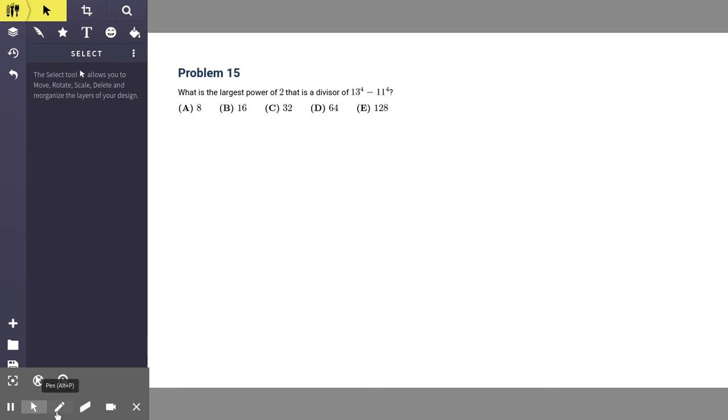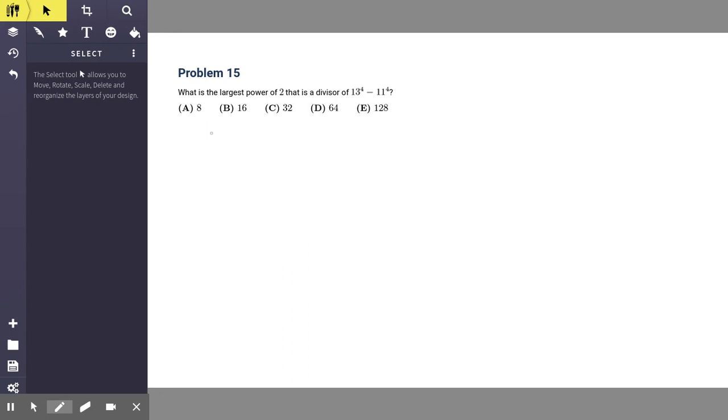This is AMC8 2016, Problem 15. What is the largest power of 2 that is a divisor of 13 to the 4th power minus 11 to the 4th power? So to solve this problem, you need to know the algorithm of the difference of squares.